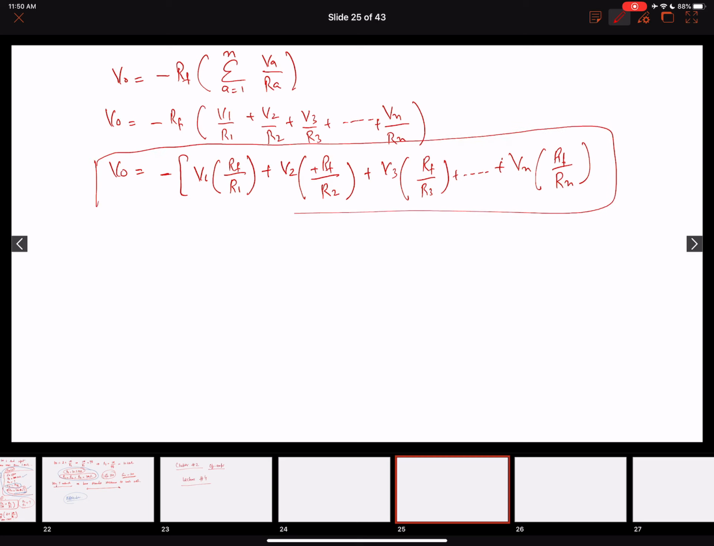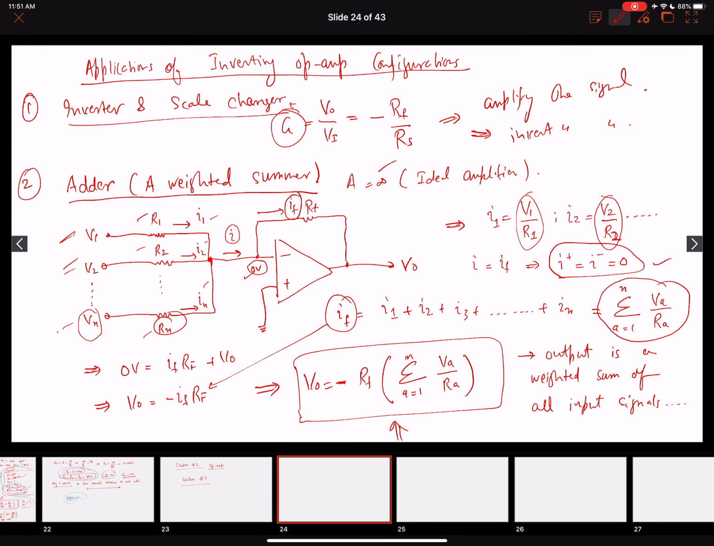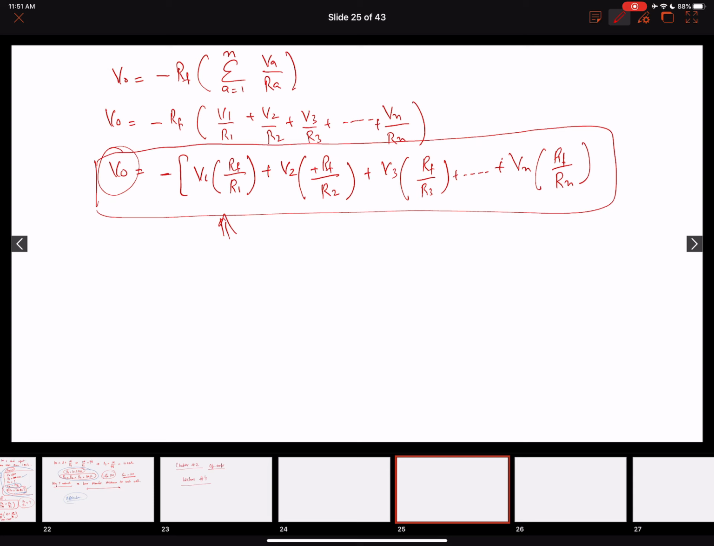All right. Now, if we look at this equation, we can see that our output is a weighted sum of all the input signals that we have applied at the inverting input. So these are all the input signals that we have applied, and at the output it is a summation of all of these signals, and then we are inverting that with a 180-degree phase shift.